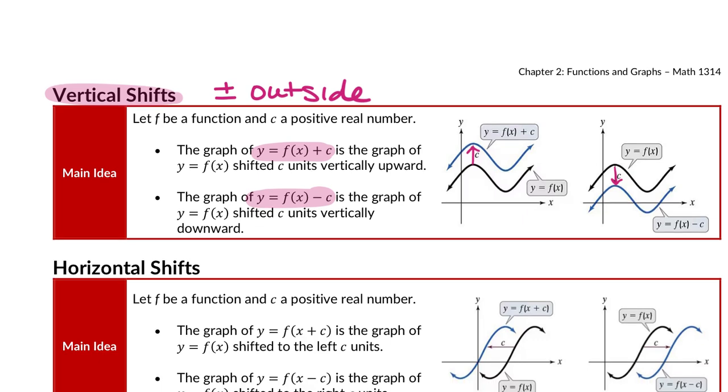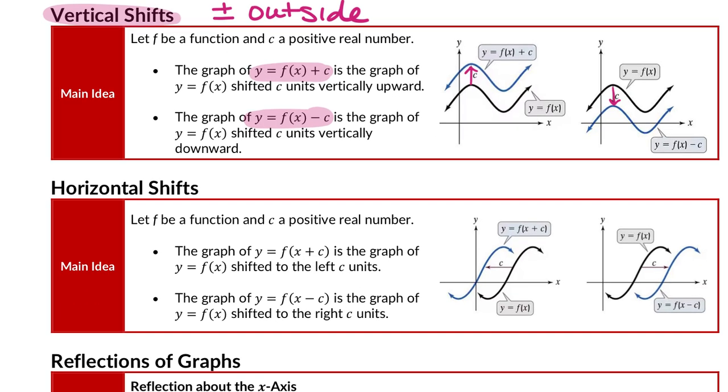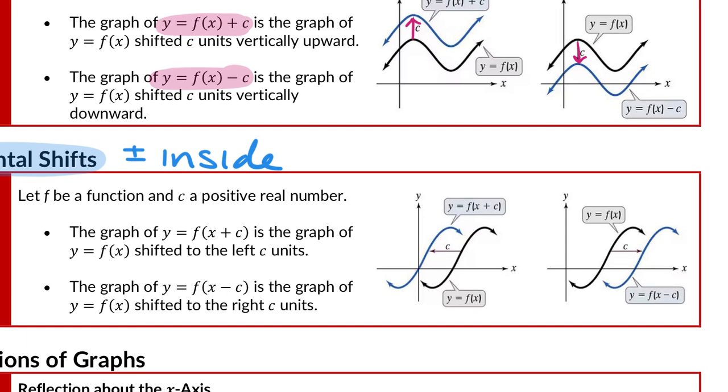Same vibe, but opposite direction, we have horizontal shifts. For a horizontal shift, this is when you're going to be moving the graph left or right. This is when you have a plus or a minus sign inside the parentheses or inside the function, underneath the square root, in the denominator, those sorts of things. When it is inside the function and we add or subtract, that's when we're going to move things left and right.